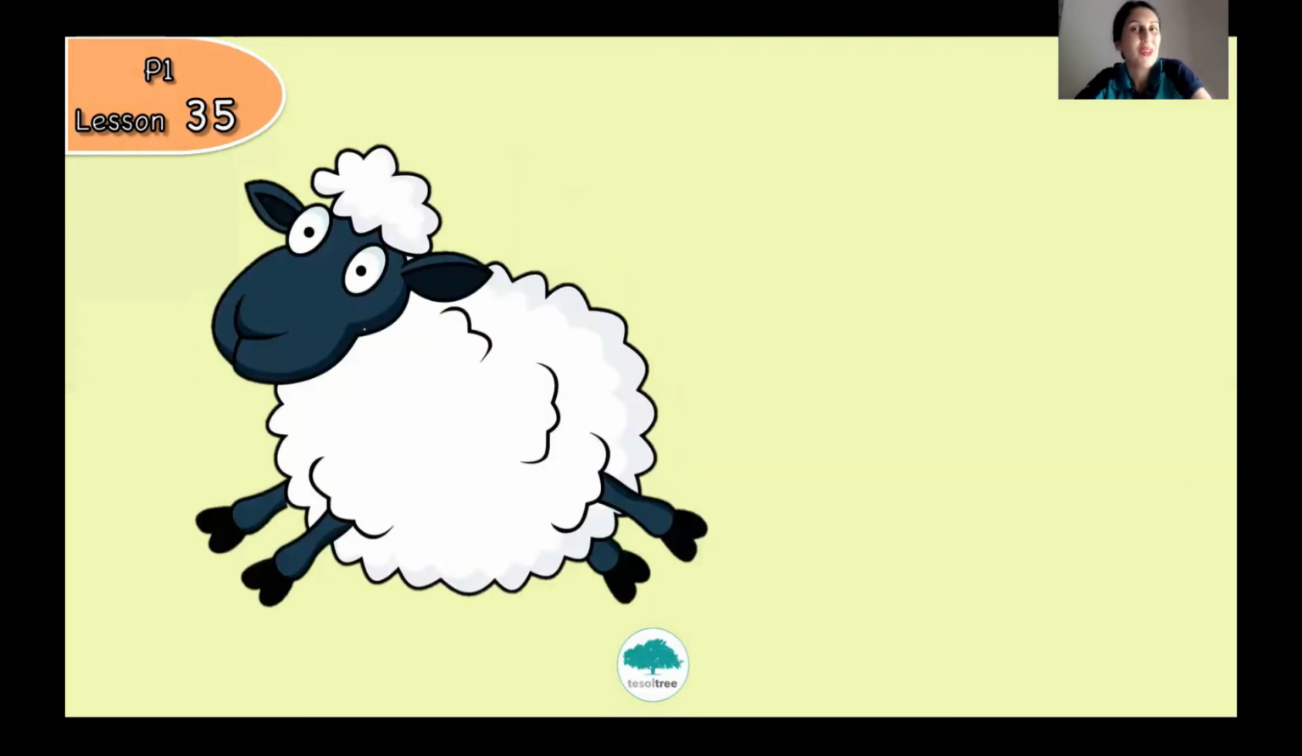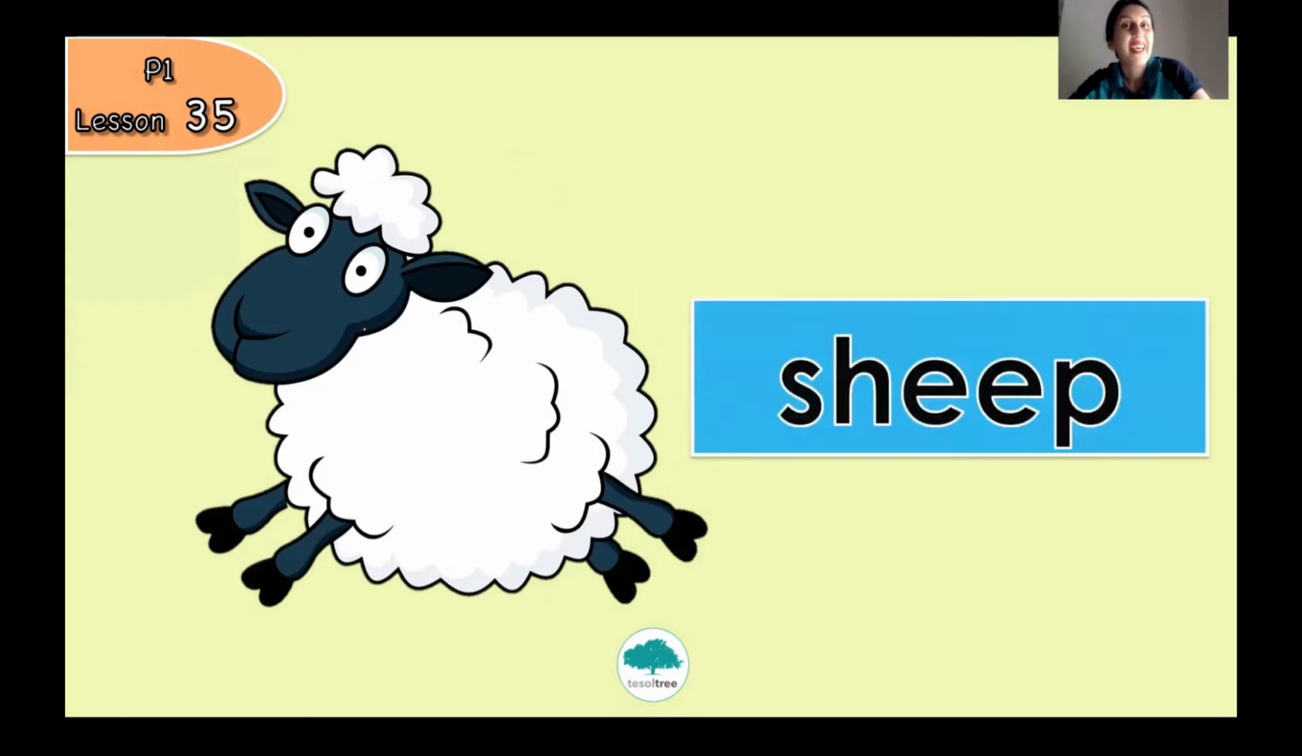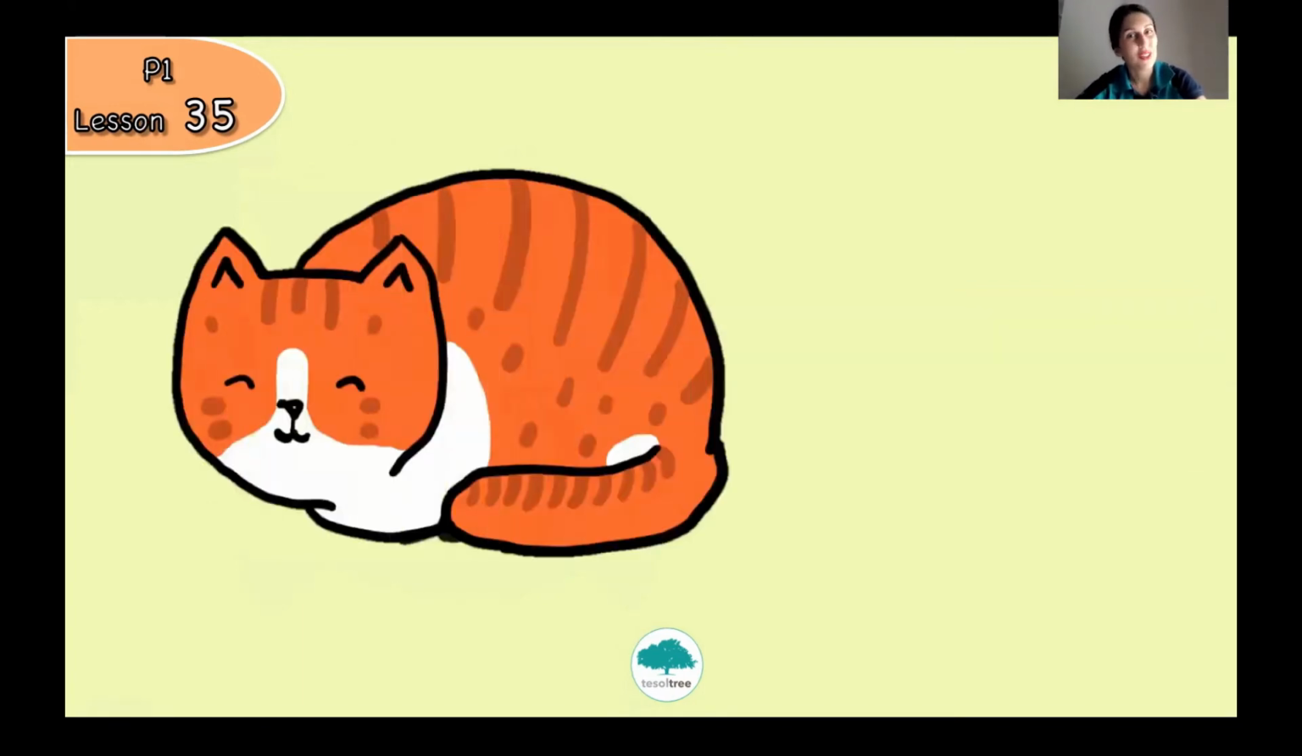Do you know who is this? Let's think. P1. It's a sheep. Very good. It's a sheep. So let's spell. S-H-E-E-P. Very, very good. It's a sheep. Could you repeat after me? Good job, everyone. And one more picture, the last picture.